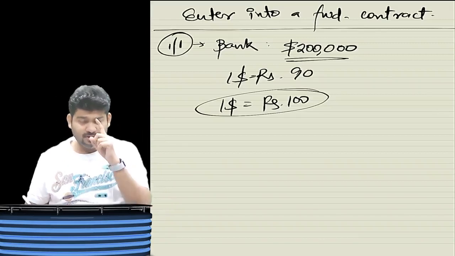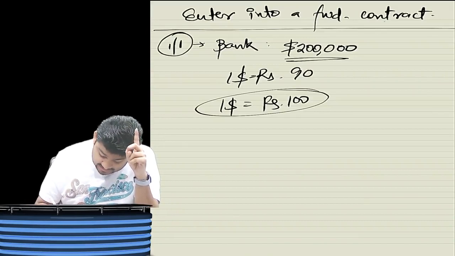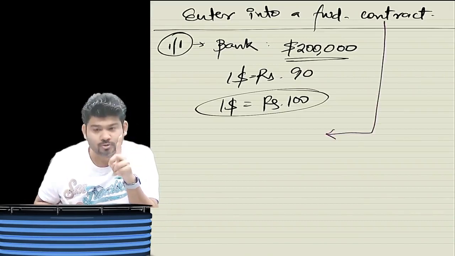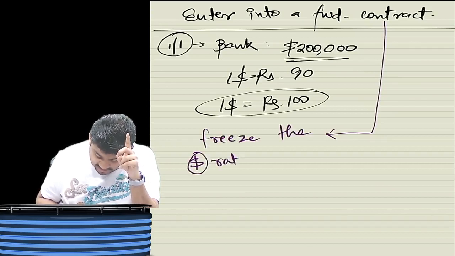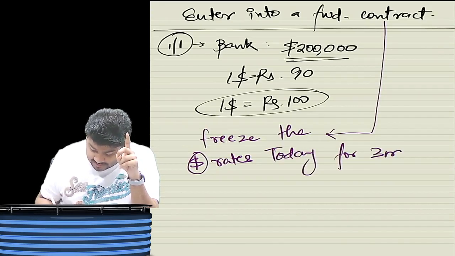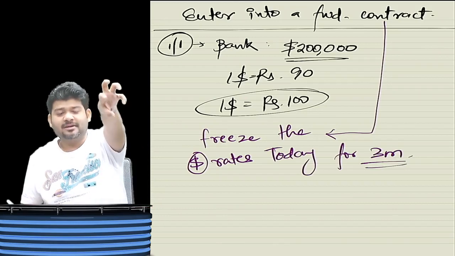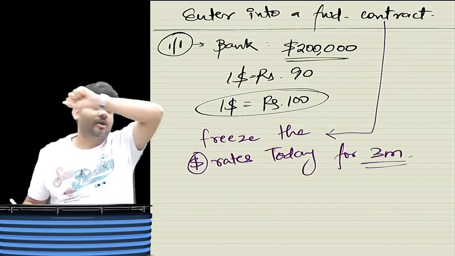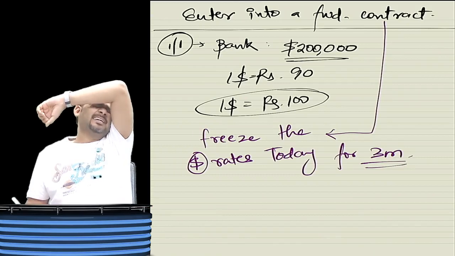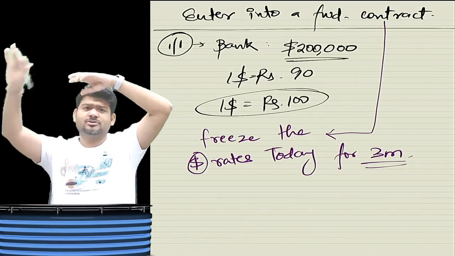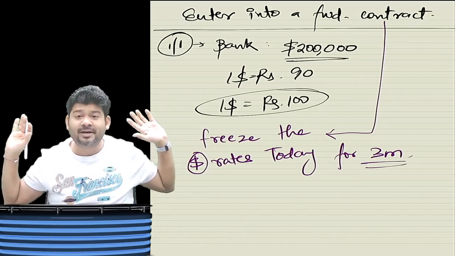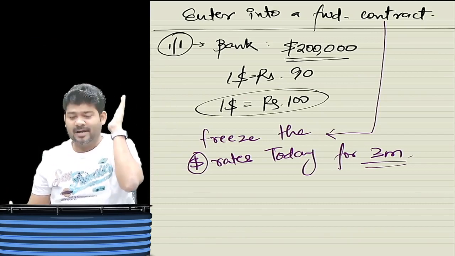So you tell your friend, "Exactly. This is what a forward contract will do for you. We will freeze the dollar rates today for 3 months. So after 3 months when you come, your dollar rates are freezed. Irrespective whether the market goes up, goes down, goes to 100, goes to 10,000 or goes to 1 rupee, you will have to pay a fixed sum. Are you ready for that?"